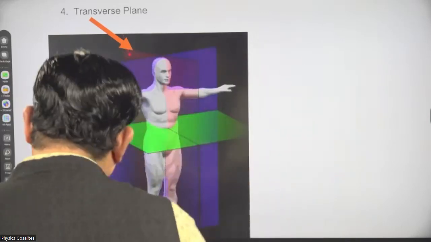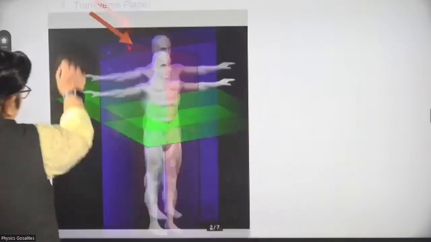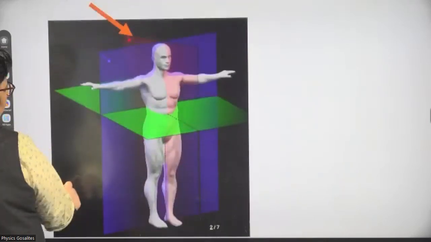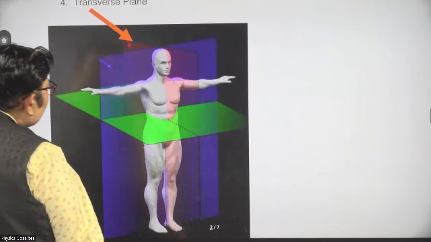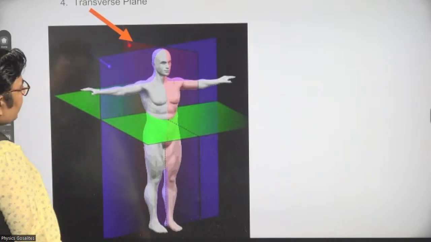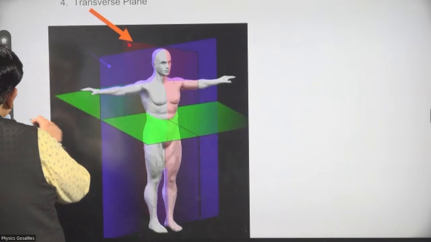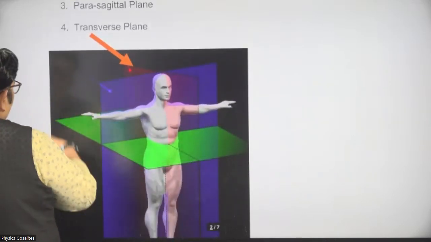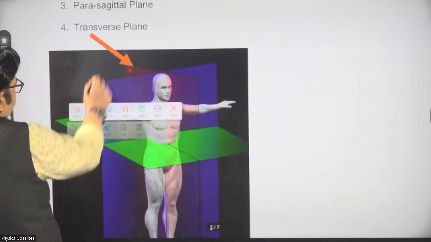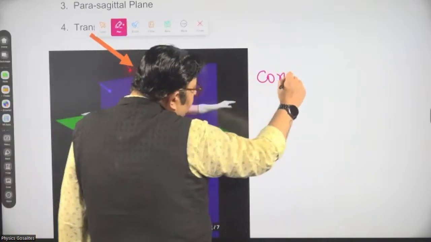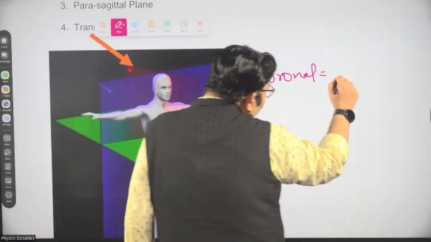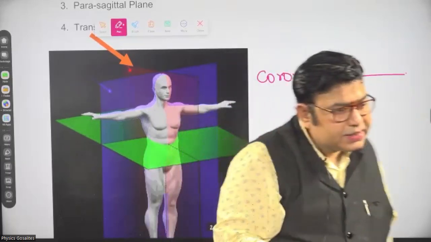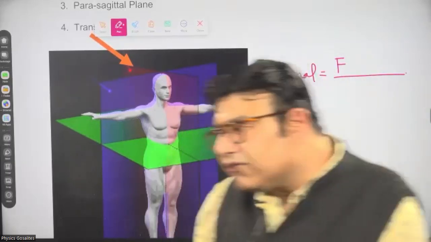Do you want to see the answers again? Okay, yes, your answer is correct. The blue one is the coronal plane. Any other name for the coronal plane? Any alternative name? I'll give you a hint, the name begins with F. Yes, you are right, it is frontal, very good.